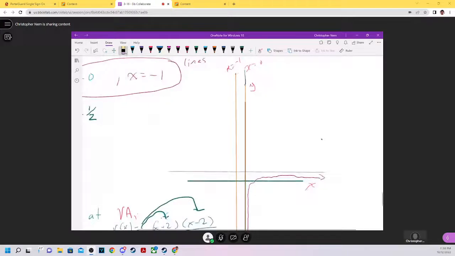If I were to zoom in, this is my function still. I'm going to use purple because that's the color of our initial function that we chose. So if I were to draw it out, you might do something like that. All right.